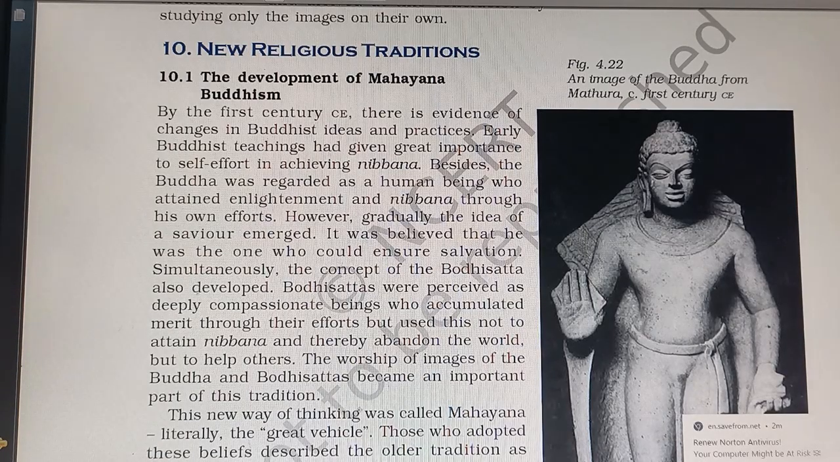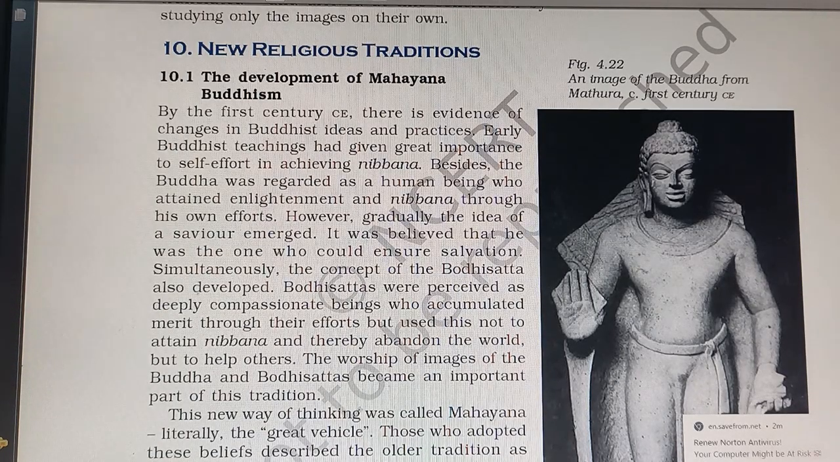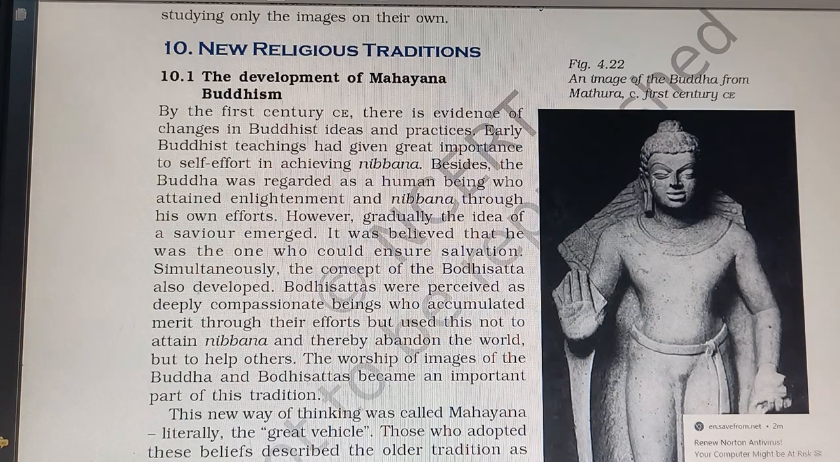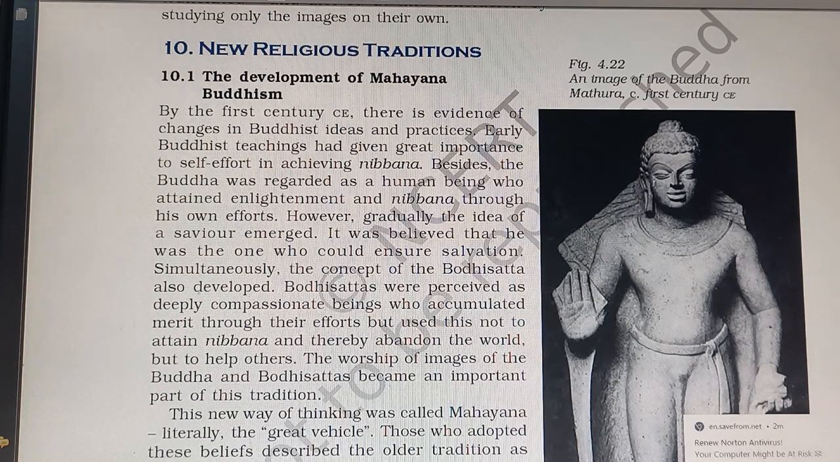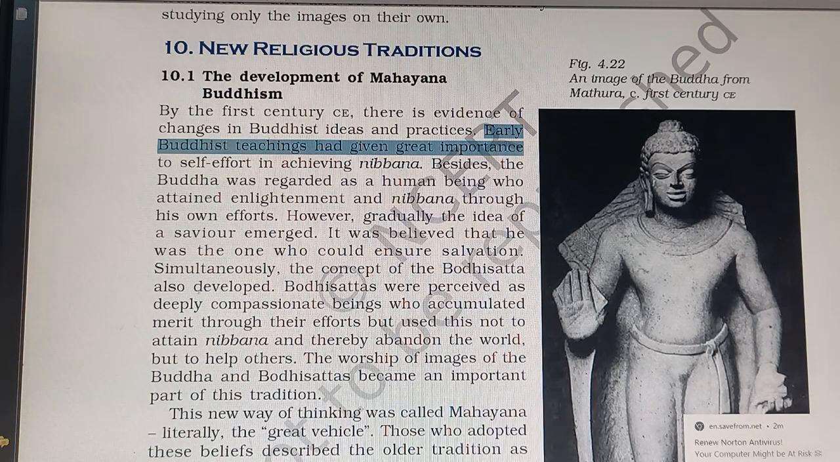Children, now we'll talk about the new religious tradition. So we have seen that by the 1st century CE, there is evidence of changes in Buddhist ideas and practice. Earlier, they used to consider Buddha as human, and early Buddhist teaching had given importance to self-effort in achieving nirvana. Children, we talked about nirvana, which means moksha. And in this form of Buddhism, they regarded Buddha as human.